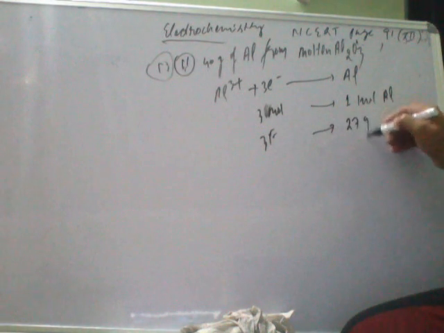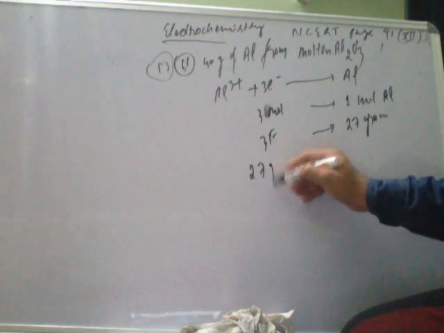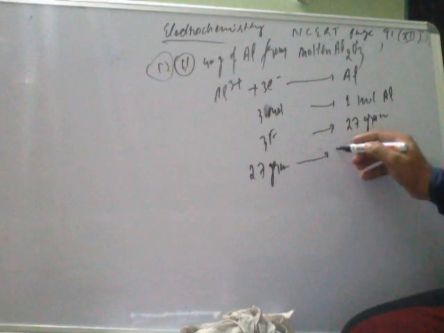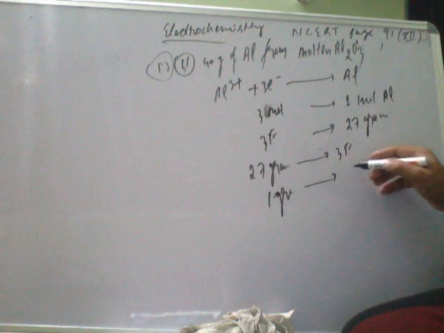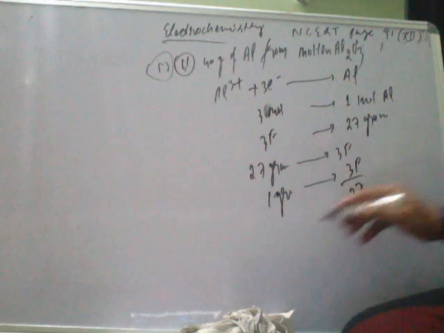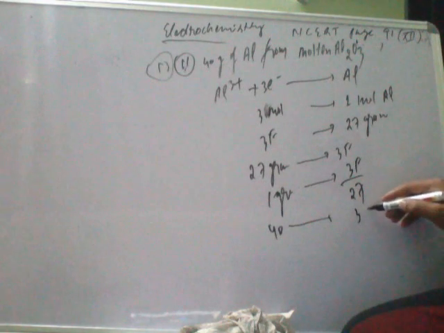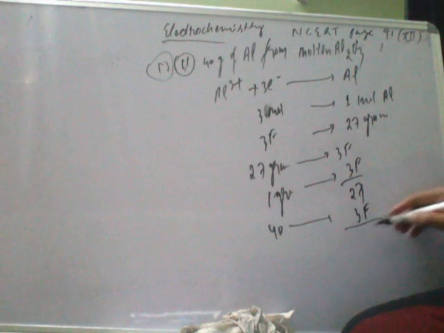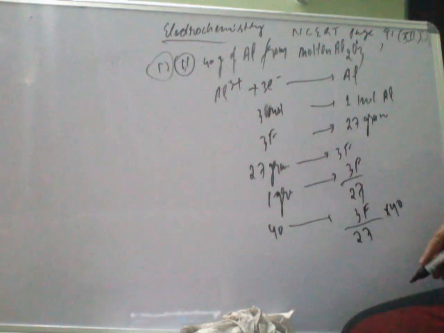That is 27 grams. Okay, so here 27 grams is equal to how much? 3 Faraday. So 1 gram is equal to what? 3 Faraday divided by 27. Again, you talk about 40 grams. So what will you do? 3 Faraday divided by 27 multiplied by 40 only, right?